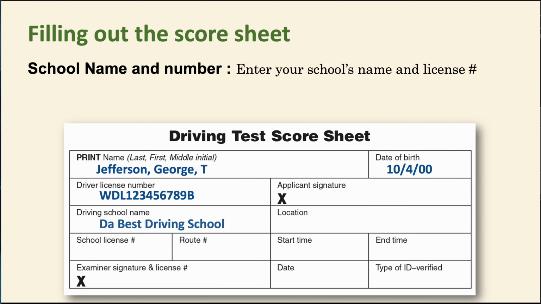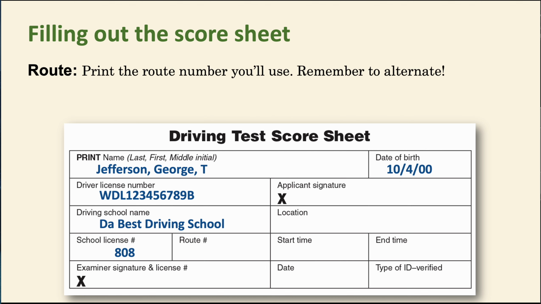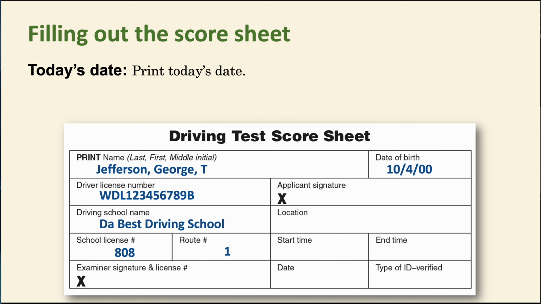Make sure your school name is on there and the license number of your school. If your school's proactive, they'll already have pre-printed this on the form, the school license number and the location. Make sure you print the route number you're going to use. Remember, you're supposed to alternate them.